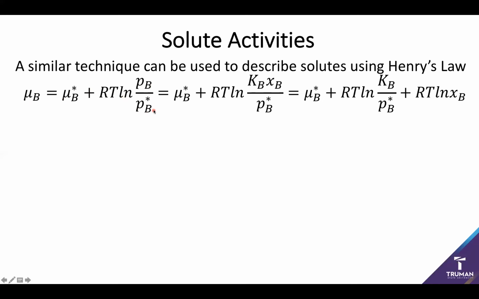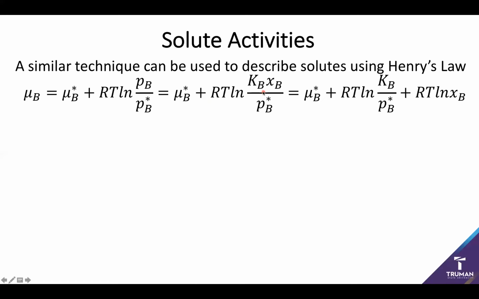Now how we make use of Henry's law is we replace the vapor pressure of the solute with essentially the mole fraction of the solute times the Henry's constant, which is essentially, again, our fudge factor here, which helps correct our potential.